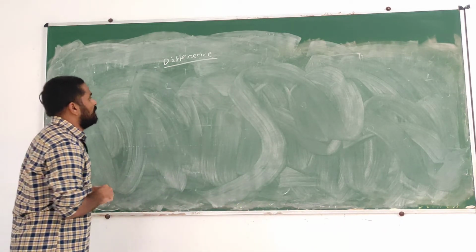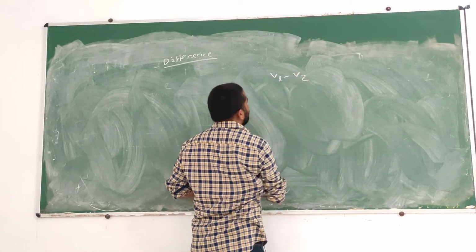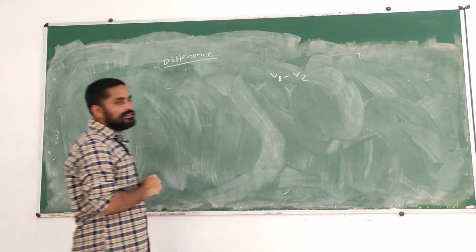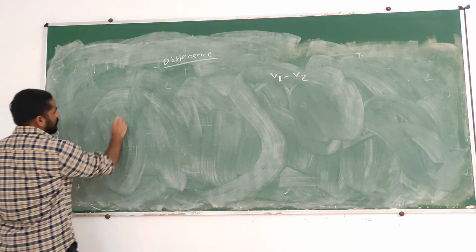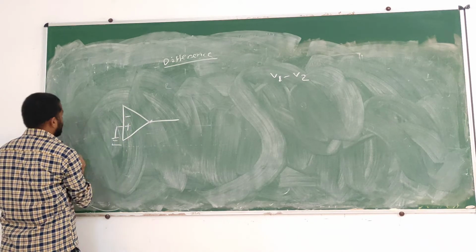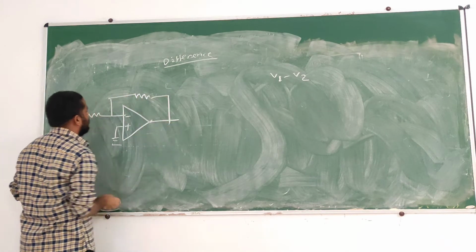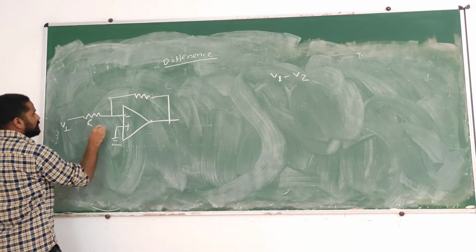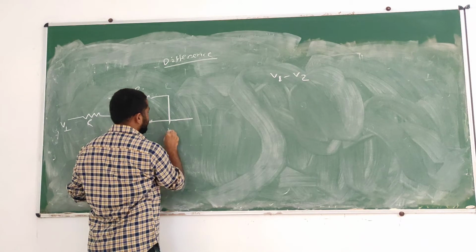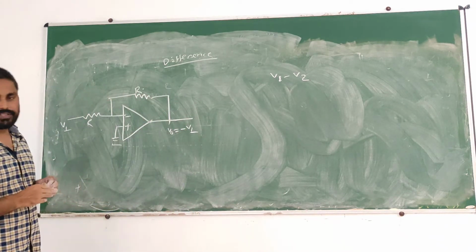Just look. Now we are generalizing V1 minus V2. We are going to make V1 positive and V2 negative. How can we do it? Just put one inverting amplifier. If you put V1 and the gain is R by R, that is minus 1, then V naught will be minus V1.